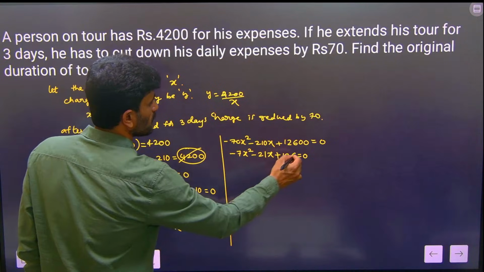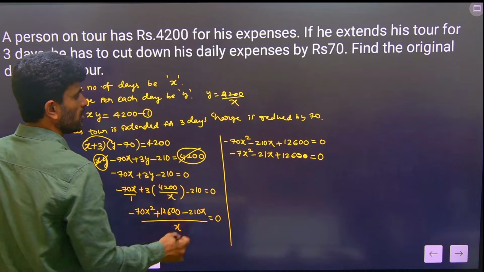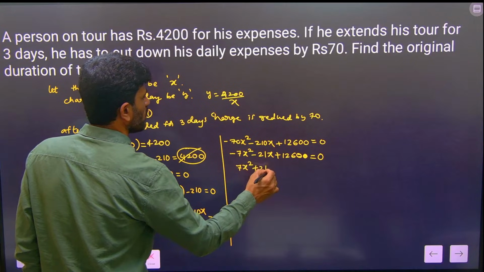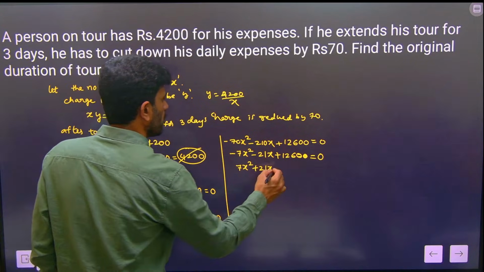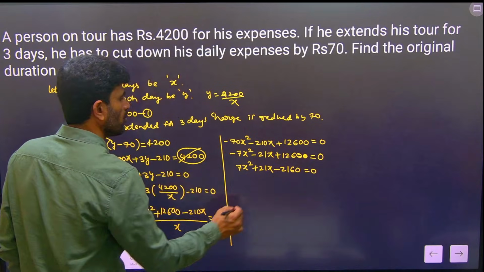One more 0 is there. 0. Now, if you change the sign everywhere, 7x square is 21x minus 21, oh, 126 0.